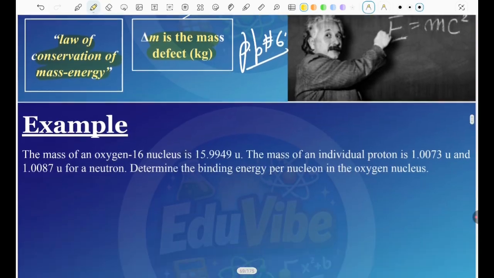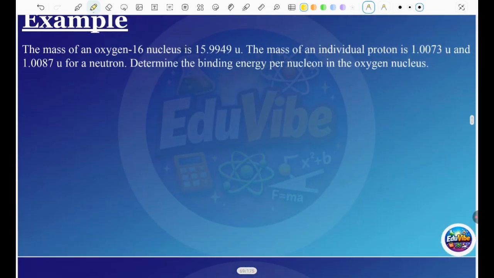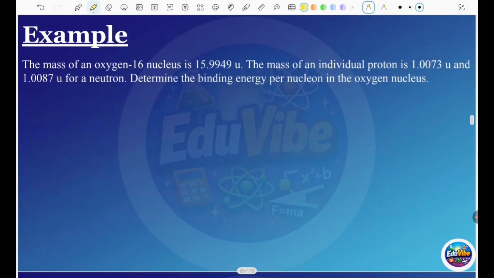So we have an example to deal with these things. There were two formulas. The strong nuclear force is very important in that. Why we use the mass defect formula is very important. So we have to use both formulas. So let's do this question.